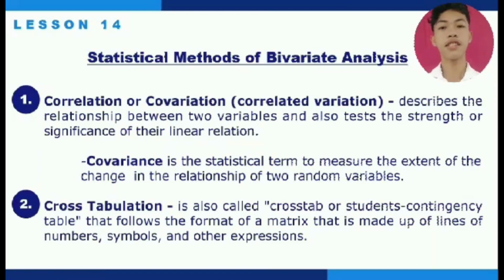Covariance is the statistical term to measure the extent of the change in the relationship of two random variables. Random variables are data with varied values, like those in the interval level or scale: strongly disagree, neutral, agree, and strongly agree. Those values depend on the subjectivity of the respondents.